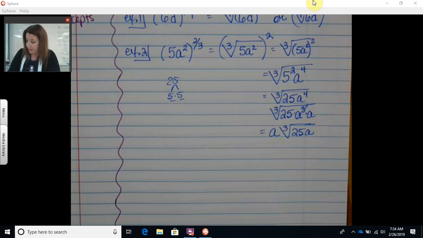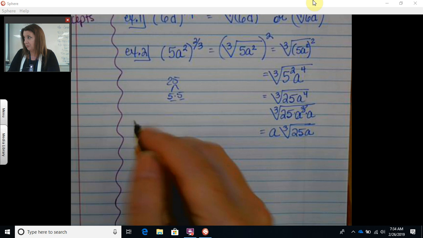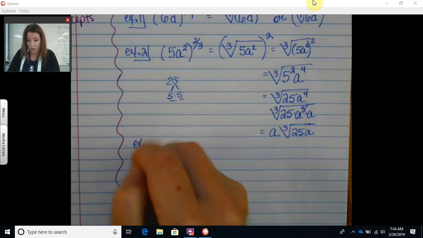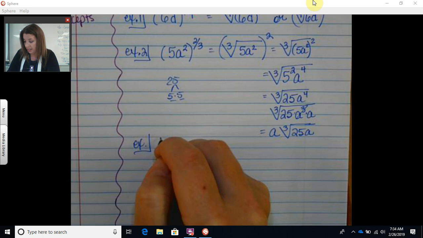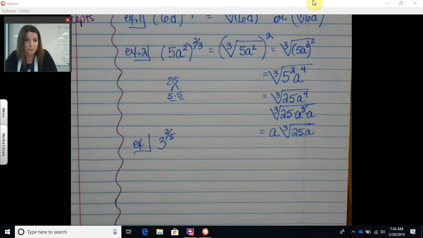Does anybody have a question? Okay. What if I had 3 raised to the 2/5 power? All right, let's rewrite that as a radical and see if we could simplify it.